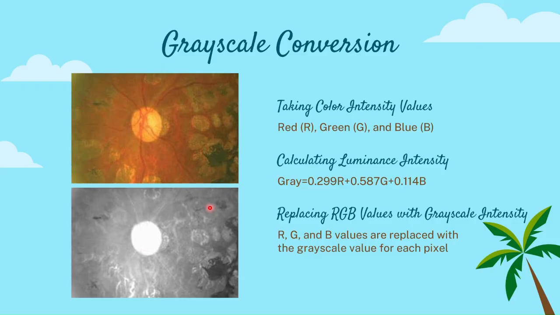In programming, grayscale conversion is implemented using the function cv2.cvtColor with the parameter cv2.COLOR_BGR2GRAY.